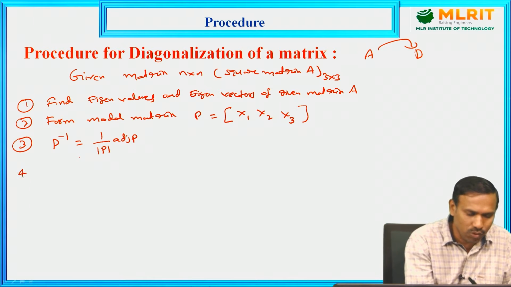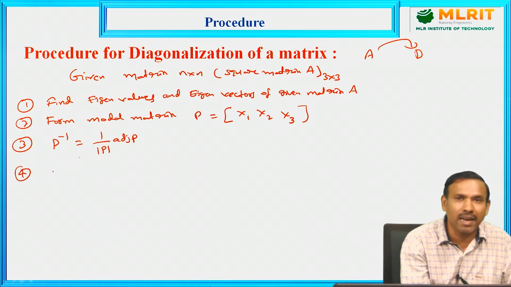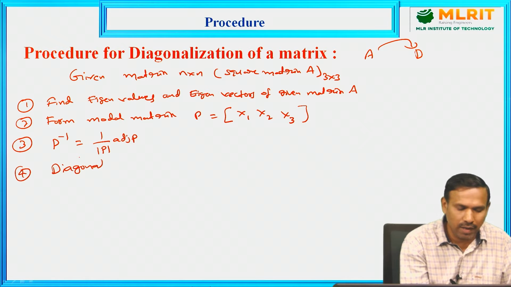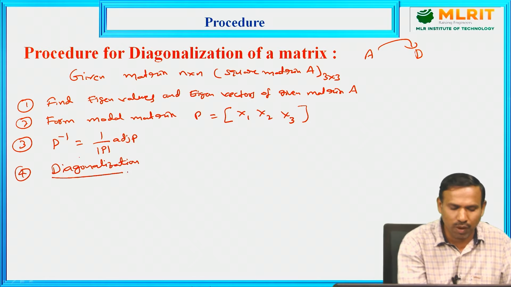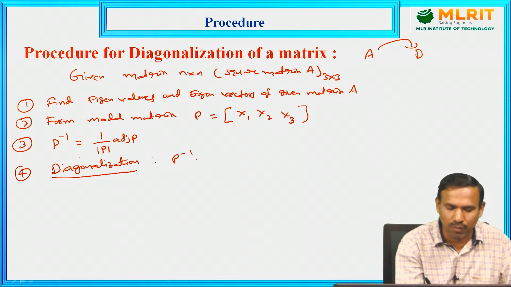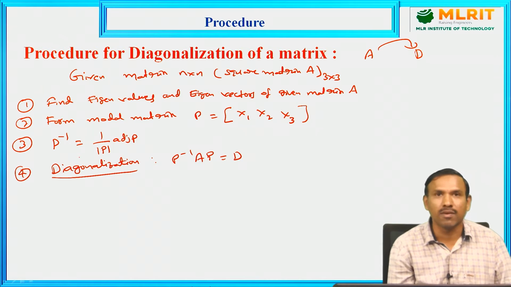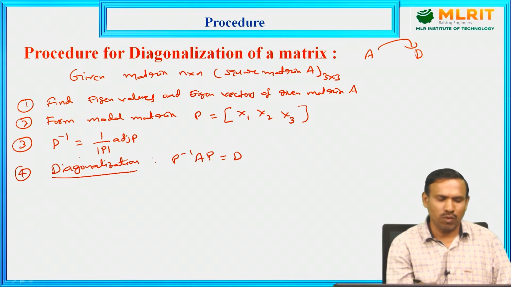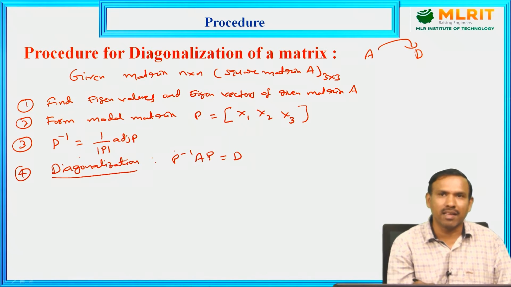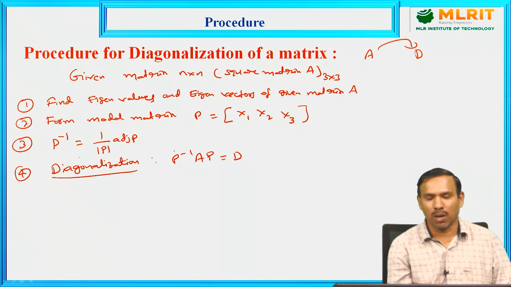Next, the fourth step: the diagonalization process. What is the formula? P inverse AP is equal to D. This is the formula to find the diagonalization. P inverse we already got, A is the given matrix, and P is the model matrix. What will be the resulting matrix? That will be D, which contains only eigenvalues in the principal diagonal.